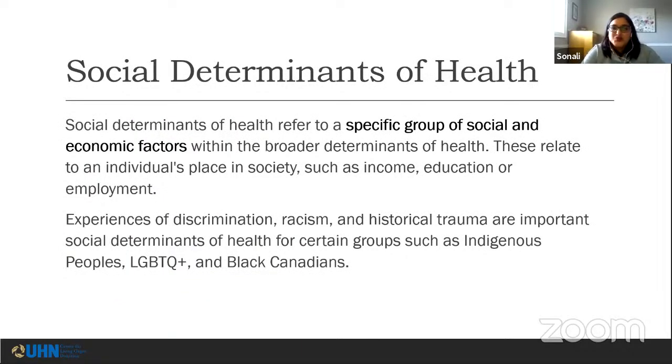Social determinants of health refer to a specific group of social and economic factors within the broader determinants of health. So these relate to an individual's place in society, such as income, education, or employment. The Government of Canada website, when they talk about social determinants of health, comments that the experiences of discrimination, racism, and historical trauma are important social determinants of health for certain groups, such as Indigenous peoples, LGBTQ, and Black Canadians. And I would argue that the definition also applies to a multitude of groups, including other ethnic populations, ethnic minorities, and new immigrants.